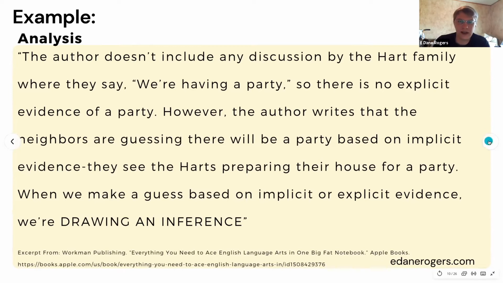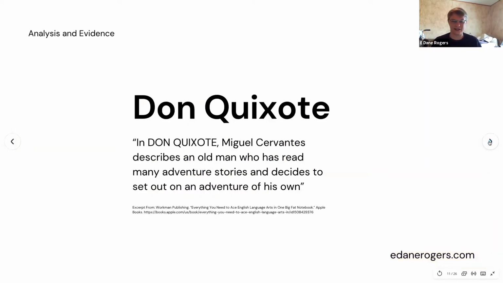Very good. Thank you. All right, so that's a little practice. We're going to do one that's a little longer, looking at Don Quixote. So we know Don Quixote. We like Don Quixote. He's funny. Could you read this analysis below the name Don Quixote? In Don Quixote, Miguel Cervantes describes an old man who has read many adventurous stories and decides to set out on an adventure of his own.